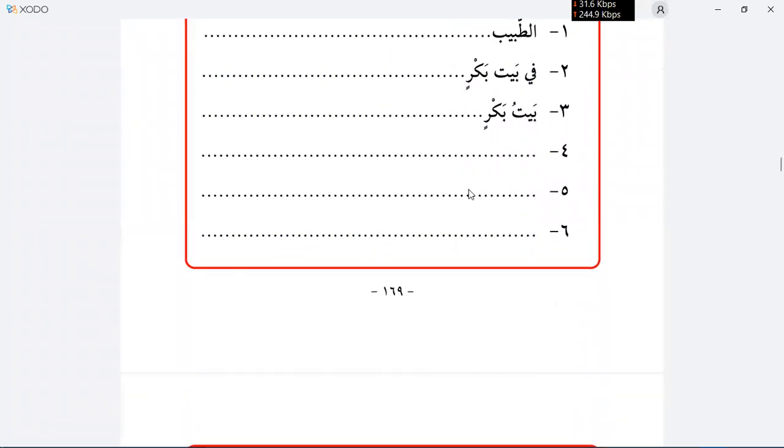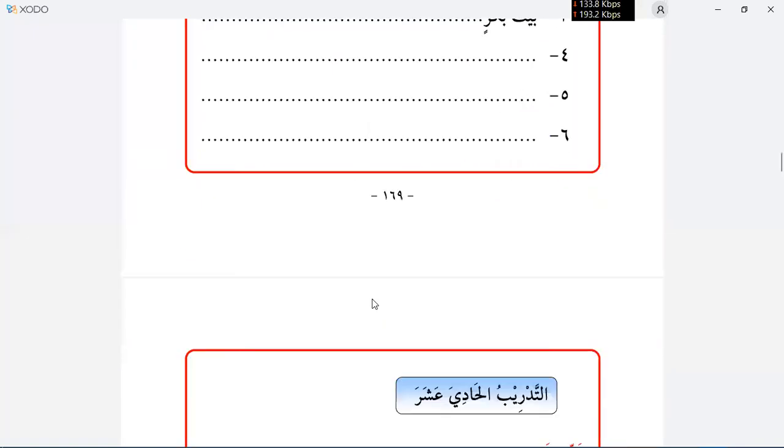Someone is asking the pin number. It is 169. It is written here.